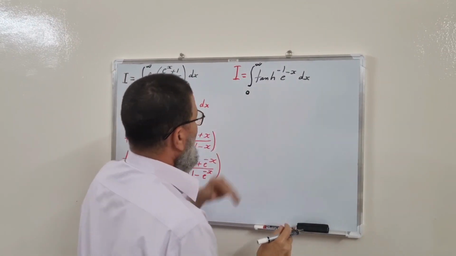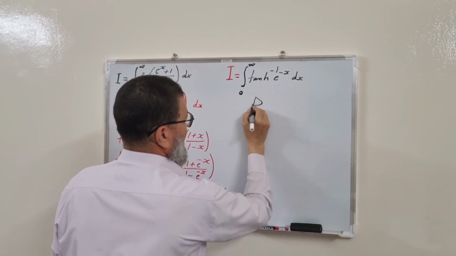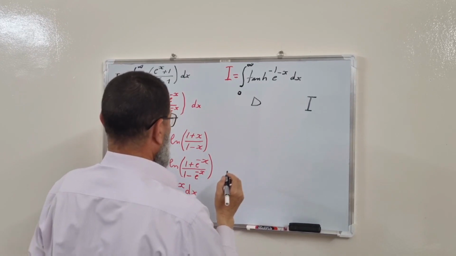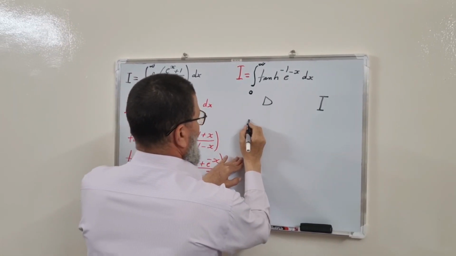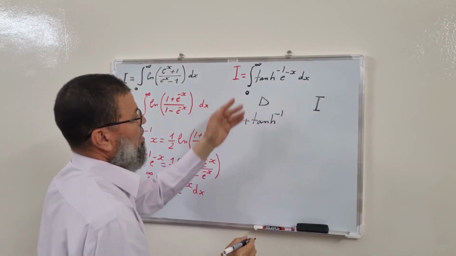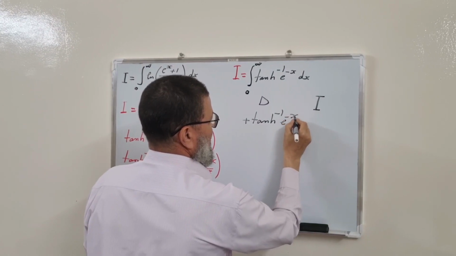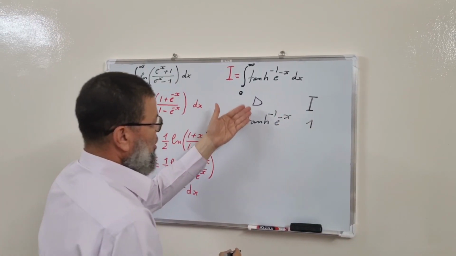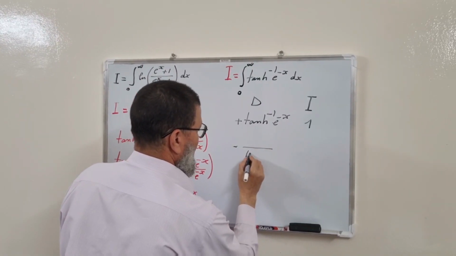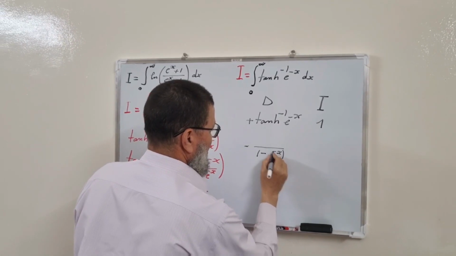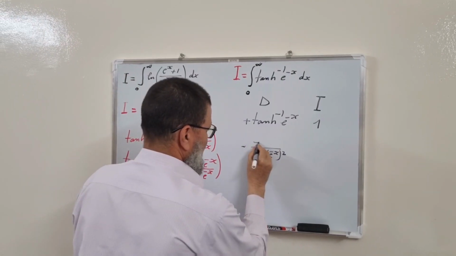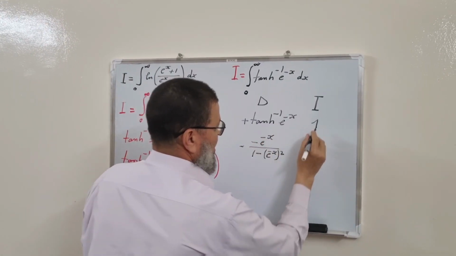To solve this, we use integration by parts. Let the first function be the inverse hyperbolic tangent of e^(−x), and the second be 1. Differentiating the first gives minus 1 over (1 minus e^(−2x)). The differentiation of e^(−x) is minus e^(−x).